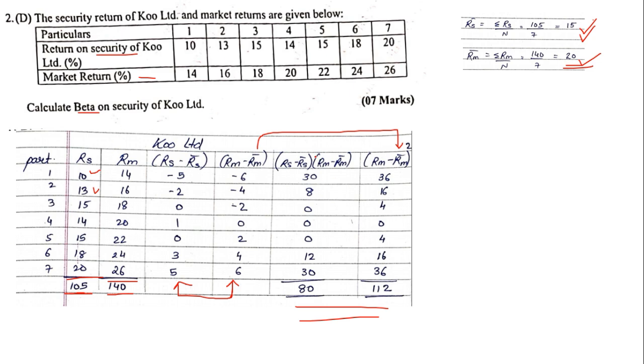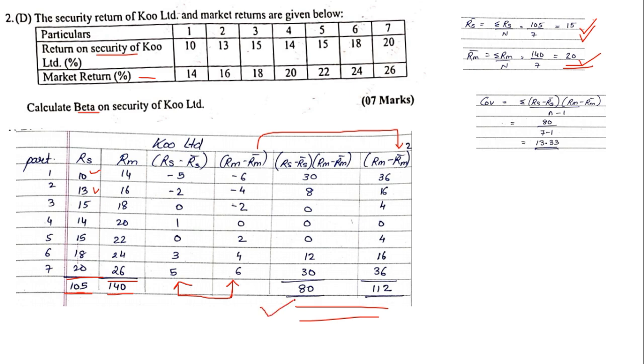Now once that entire table gets done, the next step is to find covariance. Covariance का formula is sigma (RS minus RS bar) into (RM minus RM bar) the whole upon n minus 1, n was 7. So the numerator is this value 80 divided by 7 minus 1, 6. So when you divide you get 13.33.